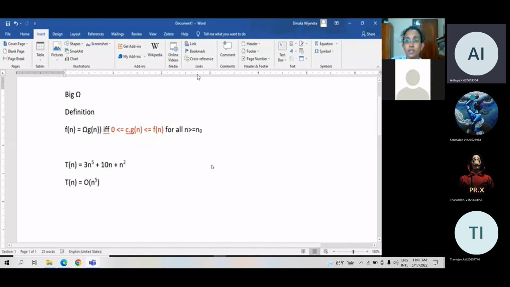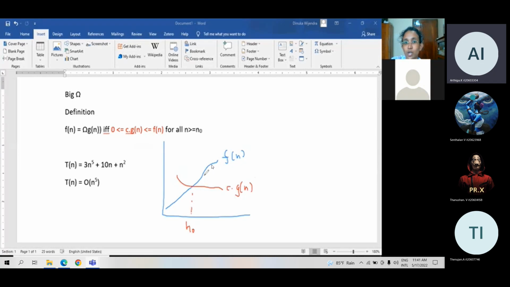So if I just draw it, wait. If I just draw it, it should be like this. So this is my original function fn, and c dot gn is somewhere here. Now c dot gn has to be lesser now. C dot gn has to be lesser, and that lesser part is coming when n is equal to n0. Now it is lesser. That's why I told you omega notation is talking about the lower limit of the Tn function. Lower limit of the Tn function.